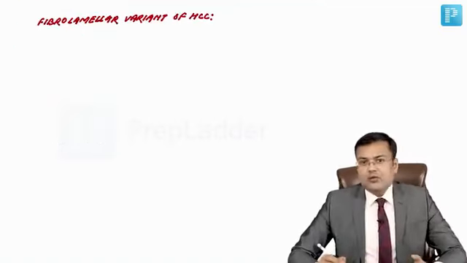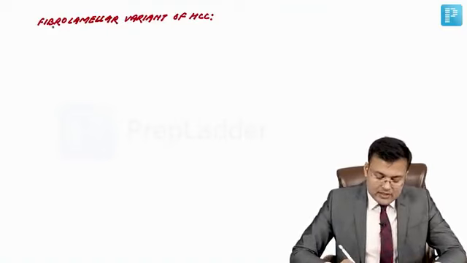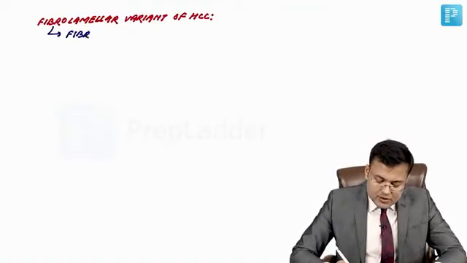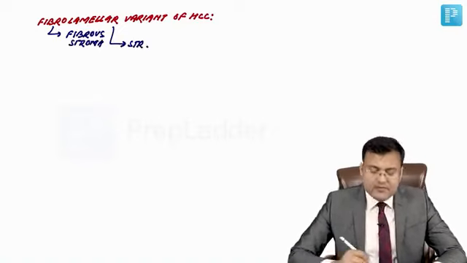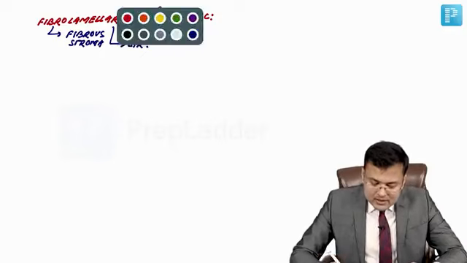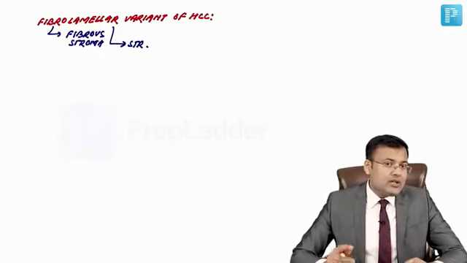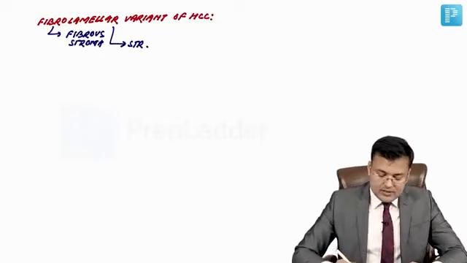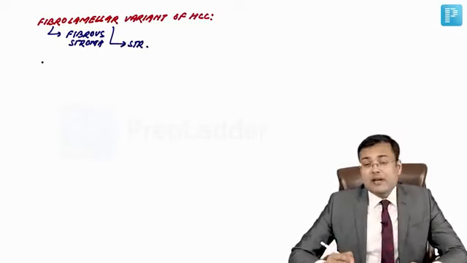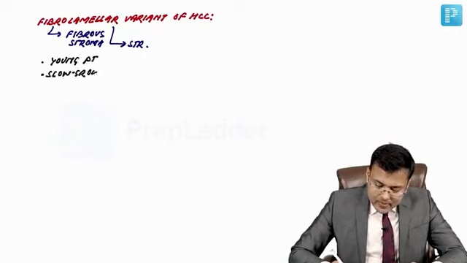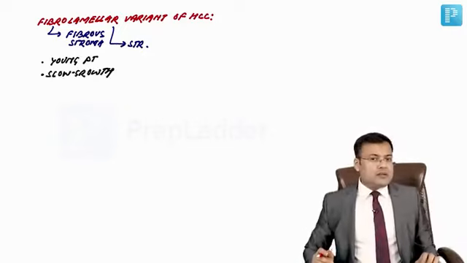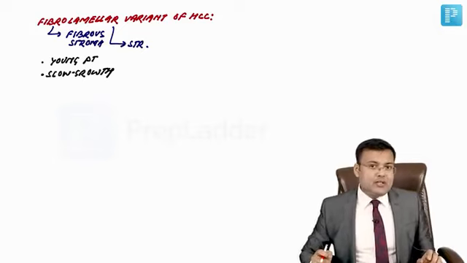There is a variant of HCC known as fibrolamellar variant. Fibro means fibrous stroma. It is having fibrous stroma with embedded lamellar structures. This tumor is having slow growth and it is seen in young patients. It is a well circumscribed, non-encapsulated tumor.